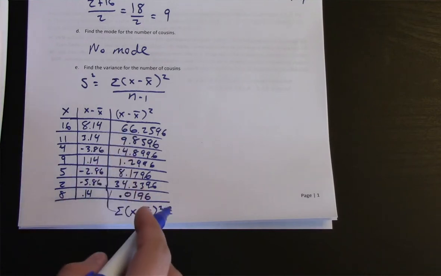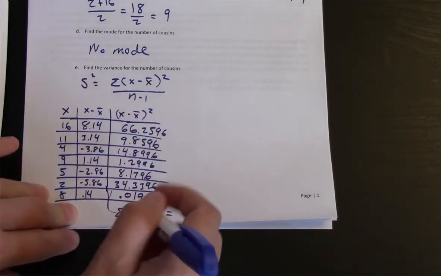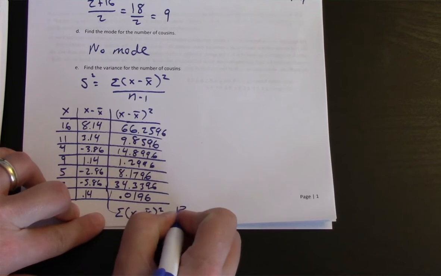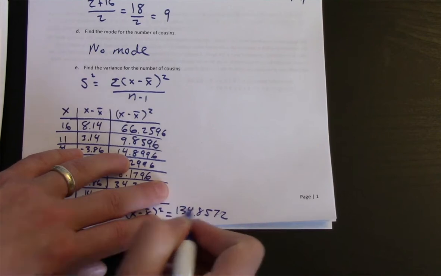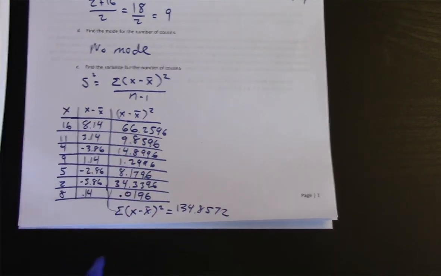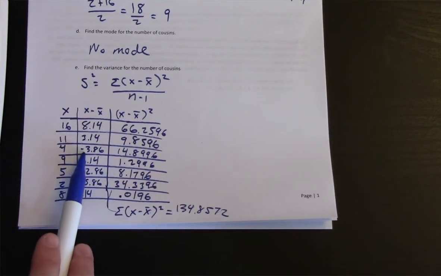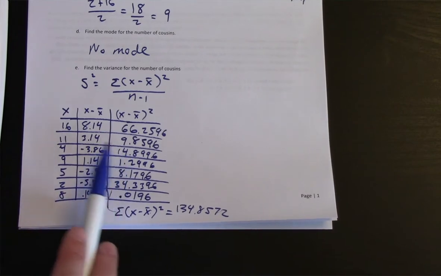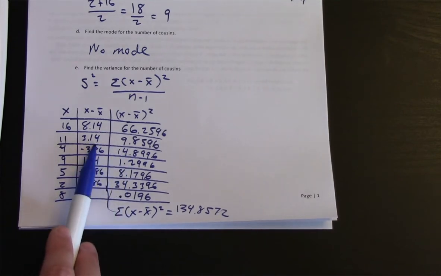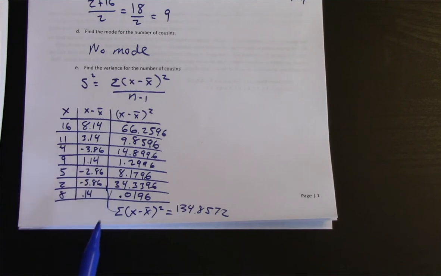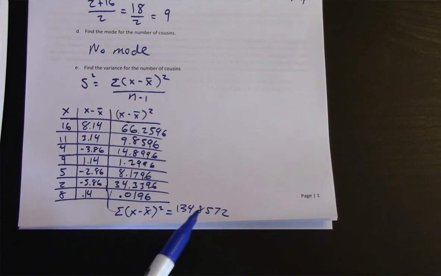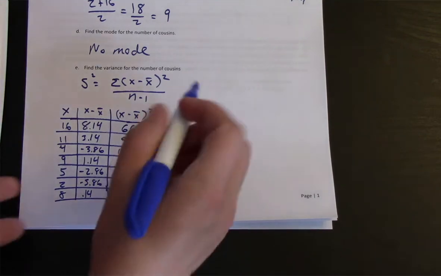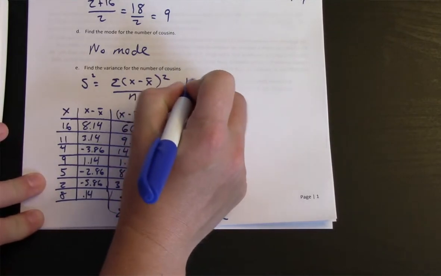Okay, so now if I sum up this entire last column here, I get 134.8572. I want to be careful that when I square negative numbers, I get a positive number. So don't forget that a square of a negative is a positive. When I'm summing up these numbers, they're all positive numbers, and I get 134.8572. Let me go ahead and write that here.